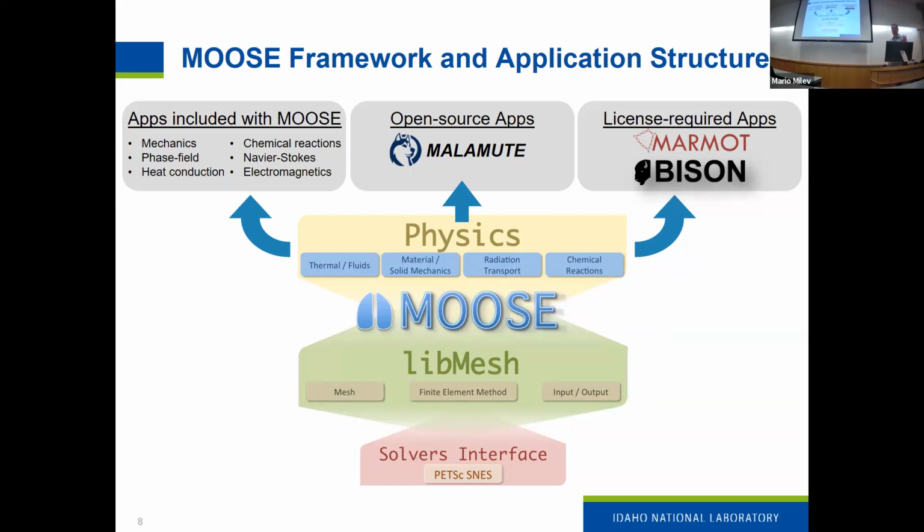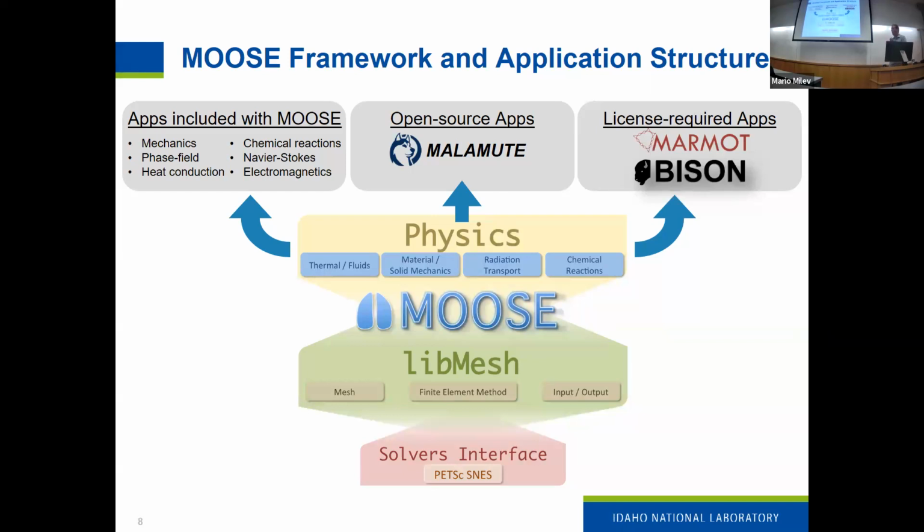We also have other open source applications, which you can get from GitHub, again to download for free. An example of that is Malamute. That's an application that's geared towards advanced manufacturing processes built on top of the MOOSE framework. You can either install MOOSE first and then get that, or you can install Malamute first and it'll bring in MOOSE as a submodule.